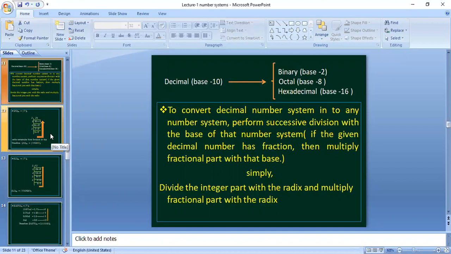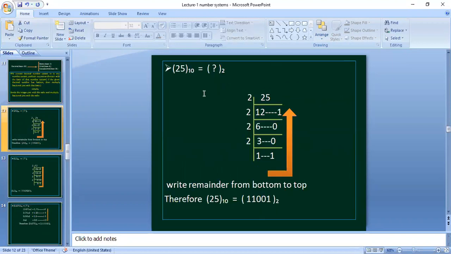Okay, so here I'm taking one example, 25. So 25 is the given decimal number. Suppose we want to convert the given decimal number into binary. So what is the destination radix? The base is 2.